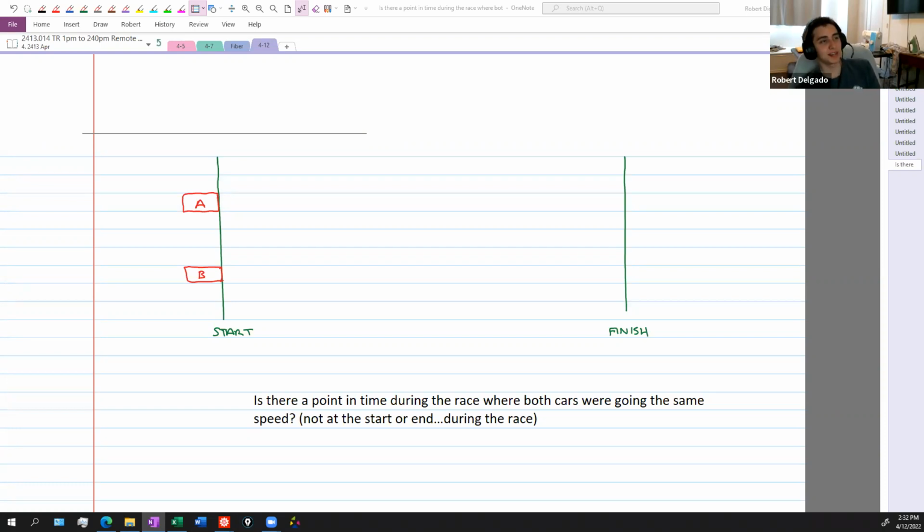I'm just shooting my shot, but I figure that if they finished at the same time, there has to be a point at which one of them was slowing down while the other one must have been increasing in speed, just so that they could eventually catch up to each other. Yeah. That seems like a reasonable explanation.